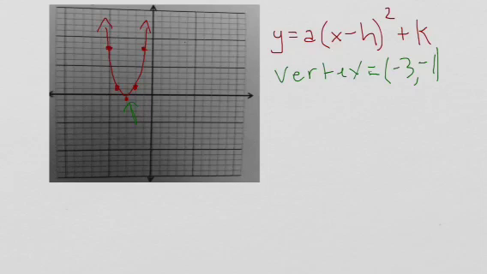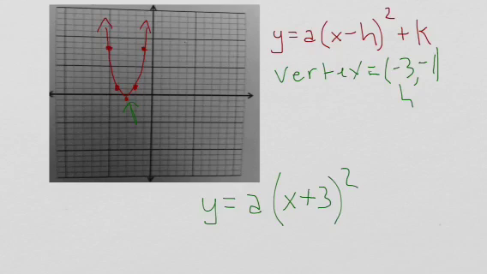So what we need to do is start creating our equation. So we have y equals, I'm just going to leave a in there right now, x. We have an h value of -3. Well, that's always opposite, so we're going to add 3 to x. We're going to square it. Our k value is -1, so that one's exactly what it says, so I'm going to put -1 there.